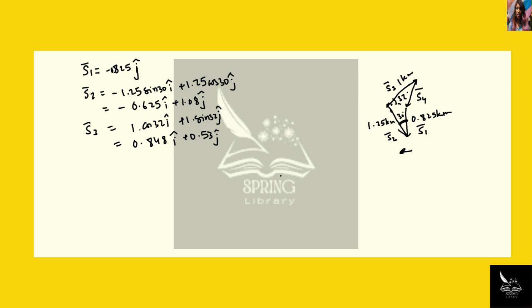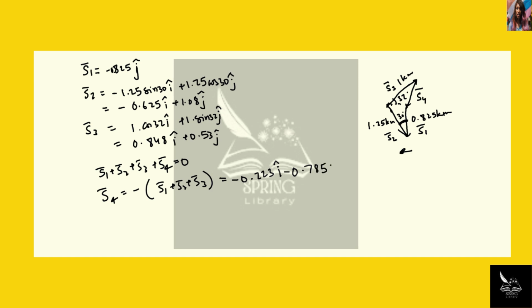Now, because you end up at the same position you started initially, we can write S1 bar plus S2 bar plus S3 bar plus S4 bar is equal to 0. And hence S4 bar is minus of S1 vector plus S2 vector plus S3 vector. By doing the math, we can see that this is minus 0.223 i hat minus 0.785 j hat.